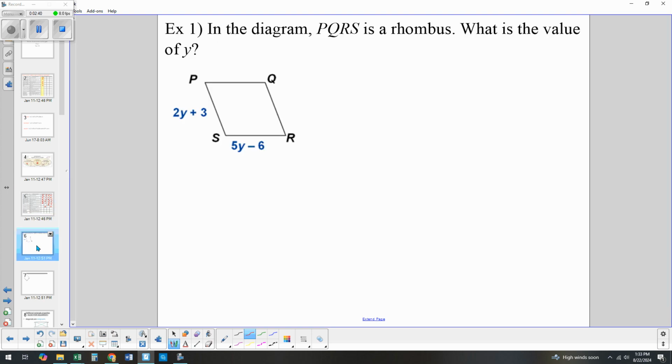In example 1, PQRS is a rhombus. What is the value of y? So we just learned that a rhombus has all the sides the same, so I could set 5y minus 6 equal to 2y plus 3. So we get 3y equals 9 and y equals 3.